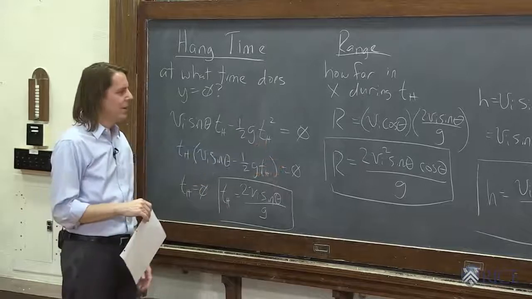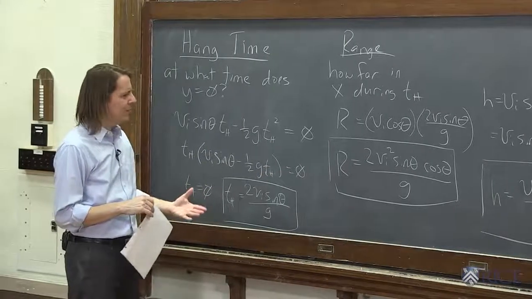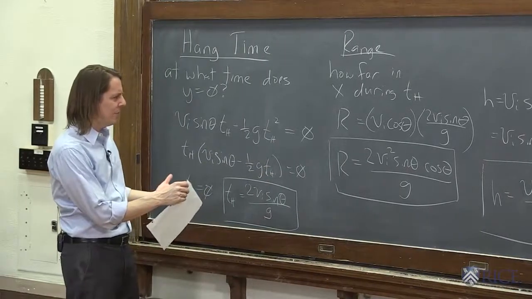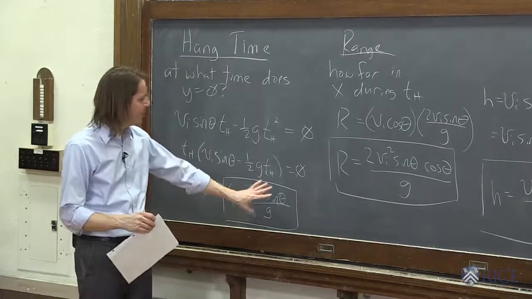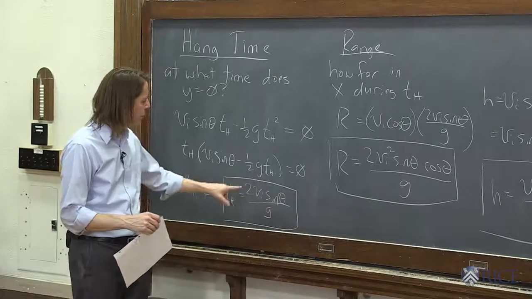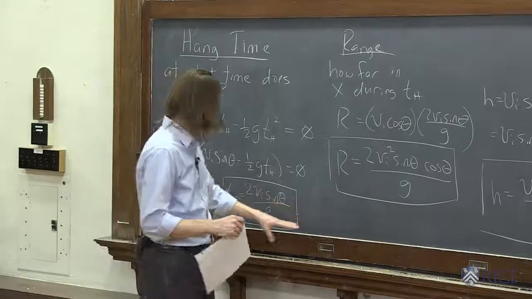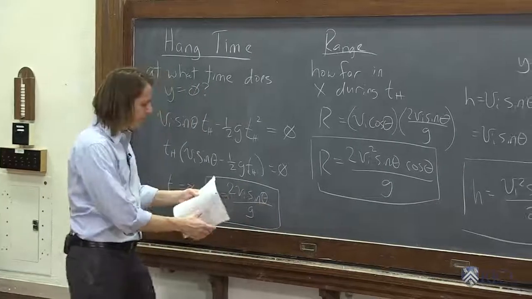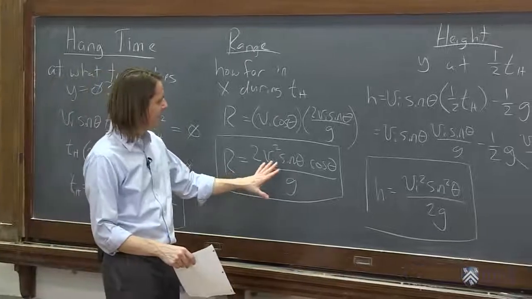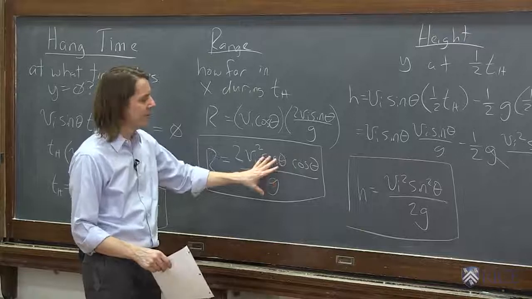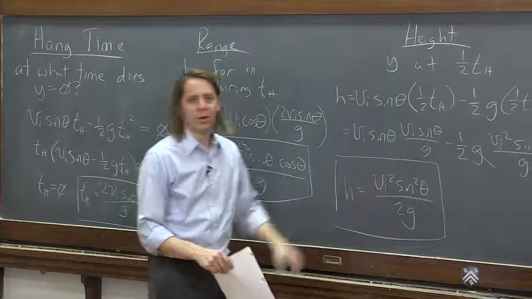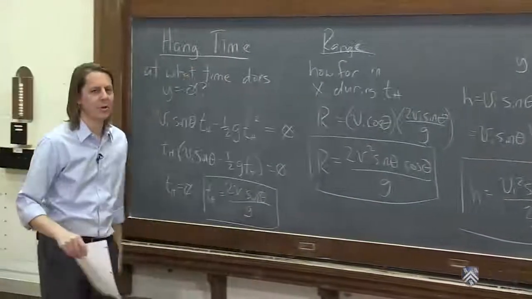That would take forever. So these are kind of worth memorizing, and it looks hard to memorize them until you realize that they're almost all the same, right? If you think of them as all in terms of vi sine theta over g, this is like 2 vi sine theta over g. This is vi sine theta over g times 2 vi cosine theta, and this one is just sort of that squared. Right? So they're a little bit similar, not too hard to memorize.